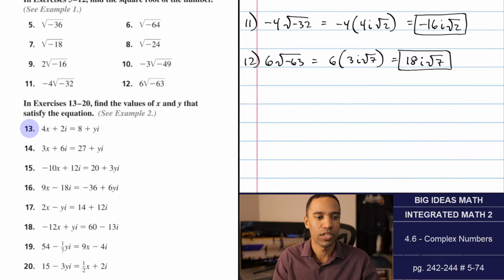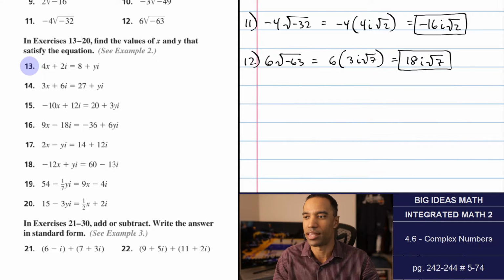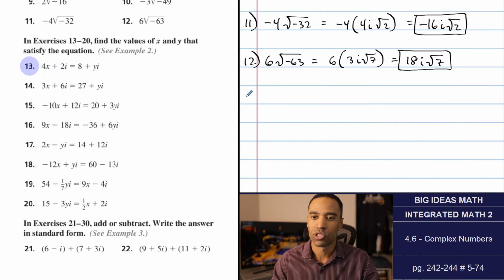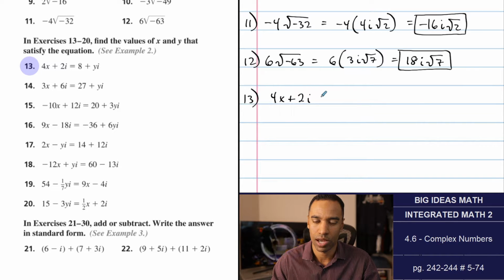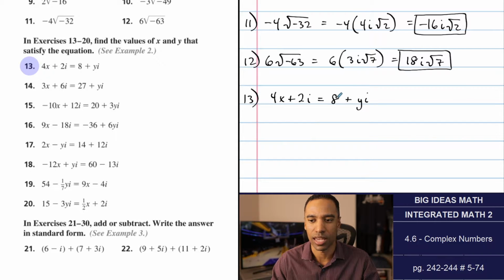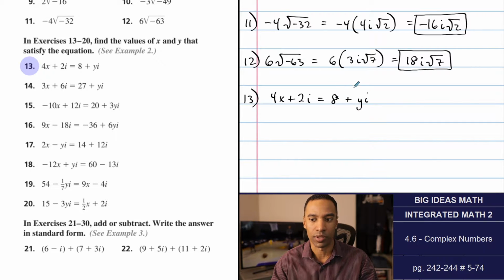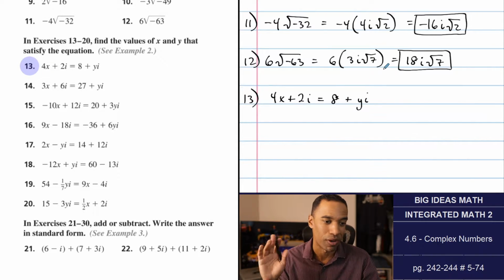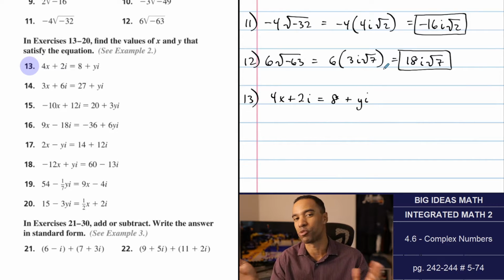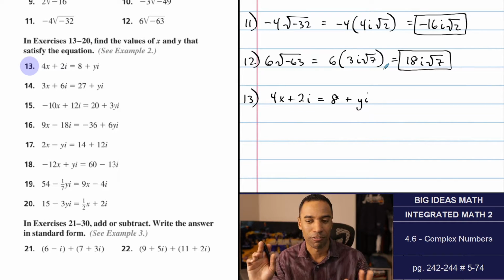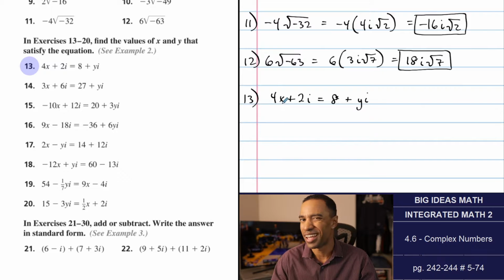All right, numbers 13 to 20, we're going to find the values of x and y that satisfy the equation. So in this case, 4x plus 2i equals 8 plus yi. In these cases, and these problems are going to start to sound really redundant. I think there's probably a time where maybe we can skip what we write for work if we're pretty good at it. I don't think I will.